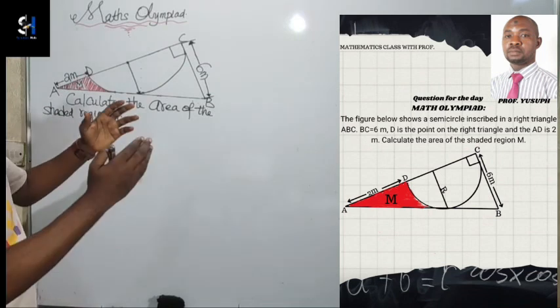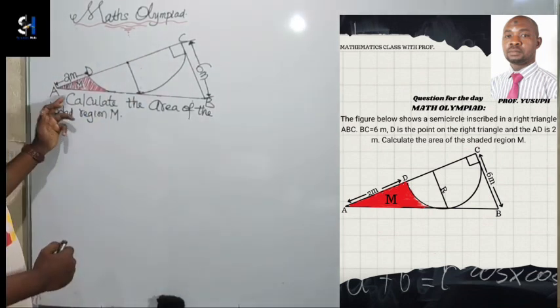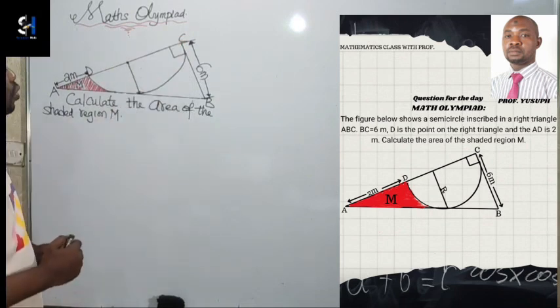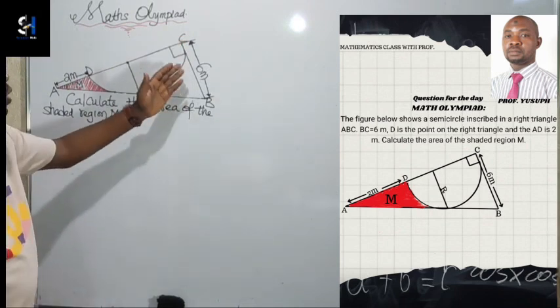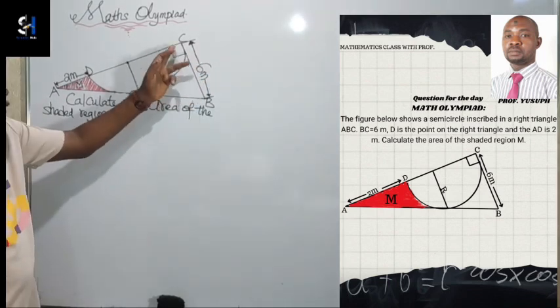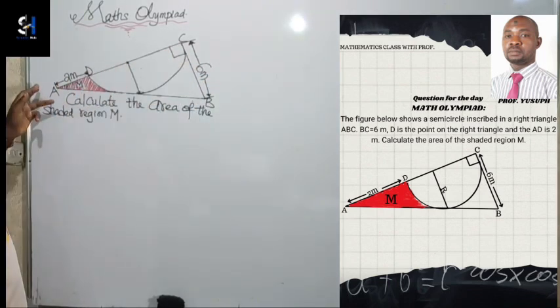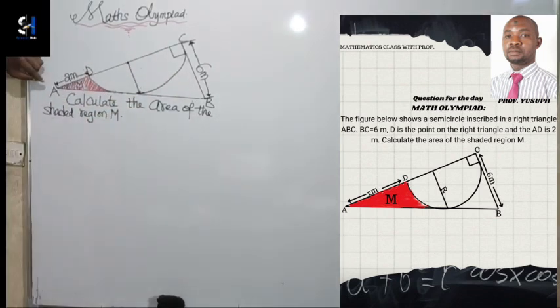Now we are given a right triangle. That is, we have a semicircle inscribed in a right triangle ABC. One of the legs of the right triangle is 6 meters. The length of the other leg is not given, but we are given side AD to be 2 meters.